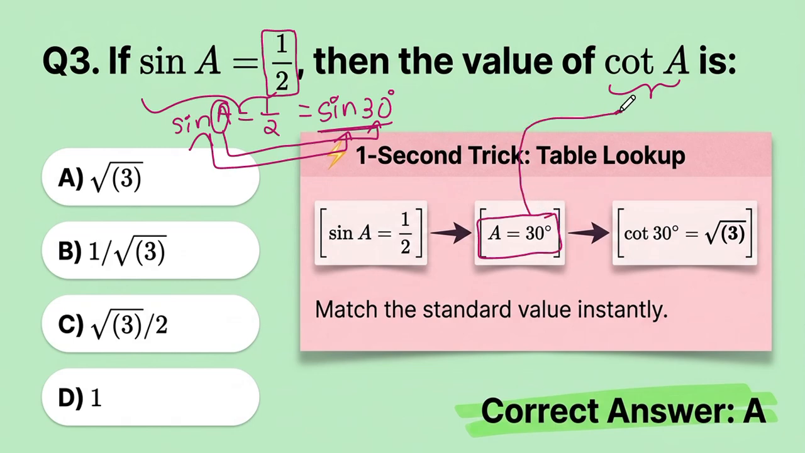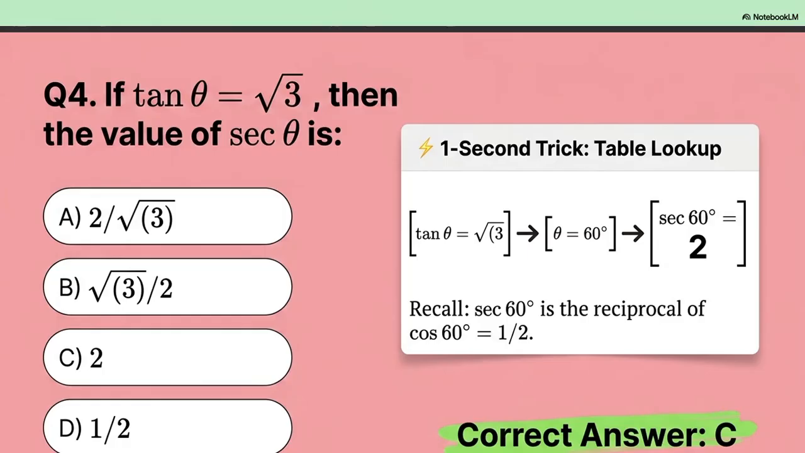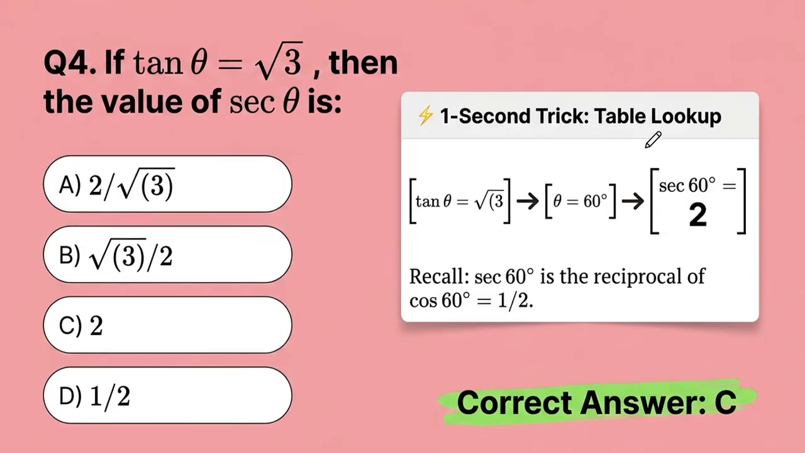Now we'll apply that angle here. We have to find cot A, so cot A is cot 30 degrees, and the value of cot 30 is root 3. So the correct answer is option A, root 3. Whenever a table value is given, always find the angle and substitute. Look at one similar type of question.